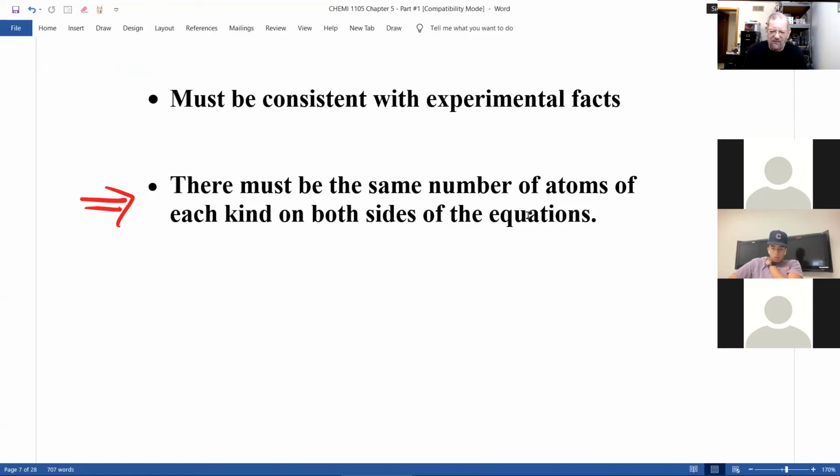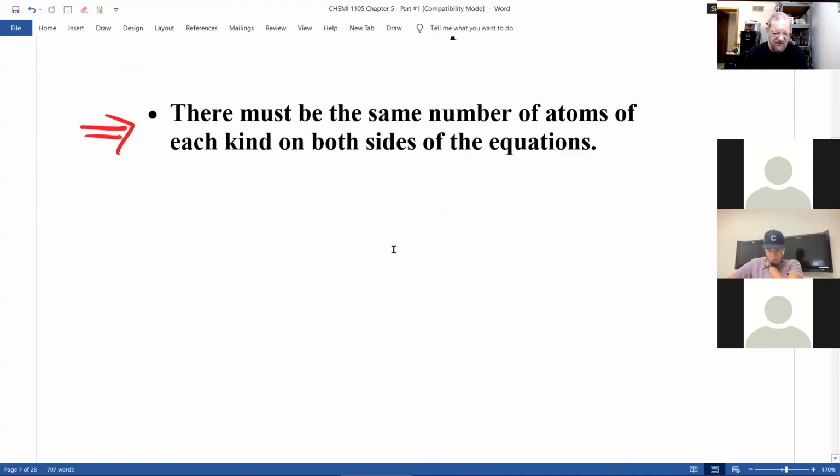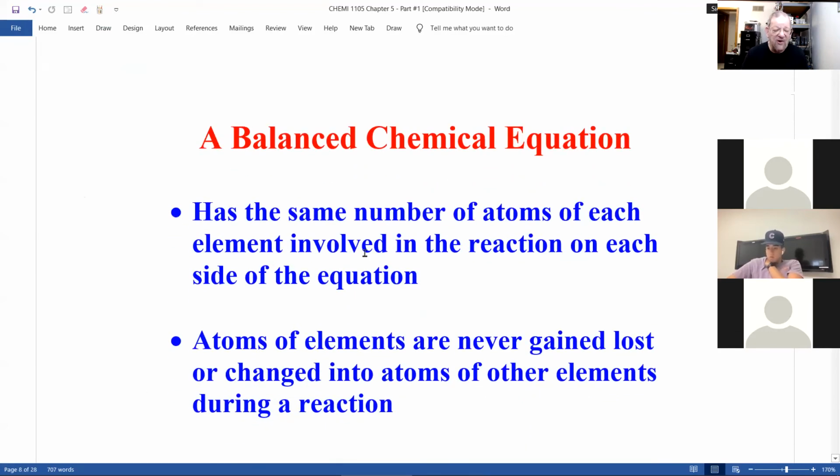In our world, in our universe, you never create or destroy atoms of an element. Therefore, in a reaction, you must have the same number and same type of atoms of each element on each side of the arrow, products and reactants. And we call this having a balanced chemical equation.